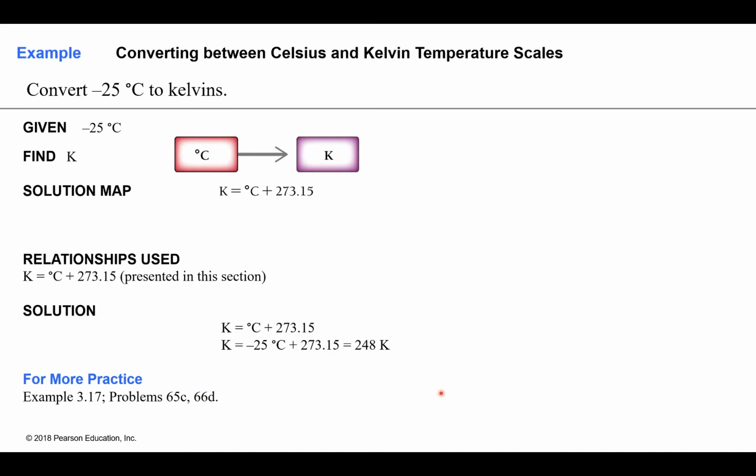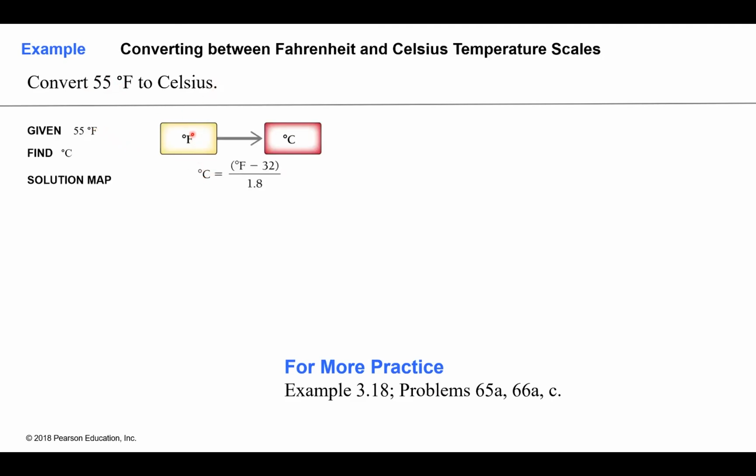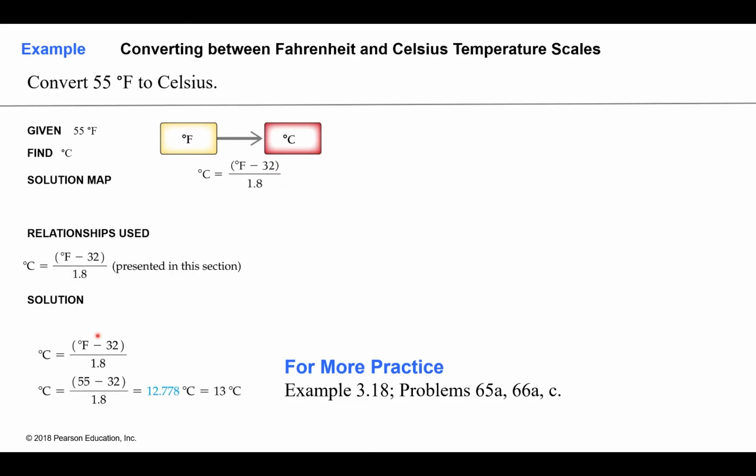Let's do Fahrenheit to Celsius. Convert 55 degrees Fahrenheit to Celsius. So I want to go from Fahrenheit to Celsius. I'm going to use the following equality. 55 minus 32, over 1.8, will give me 12.778 degrees Celsius.